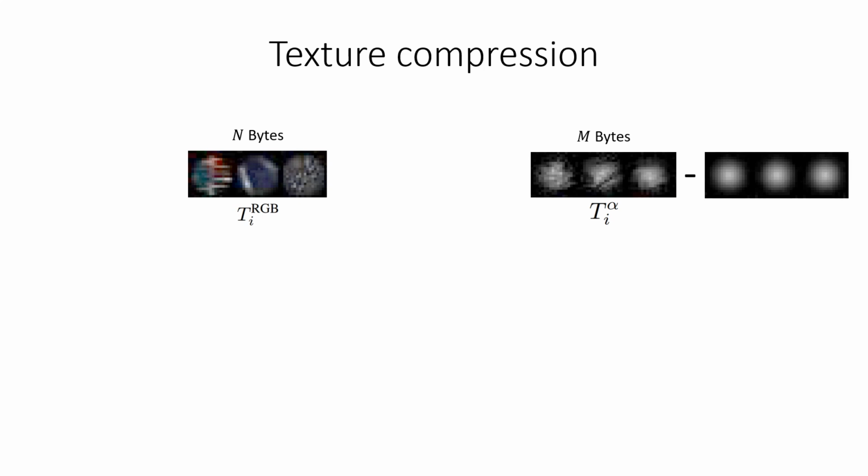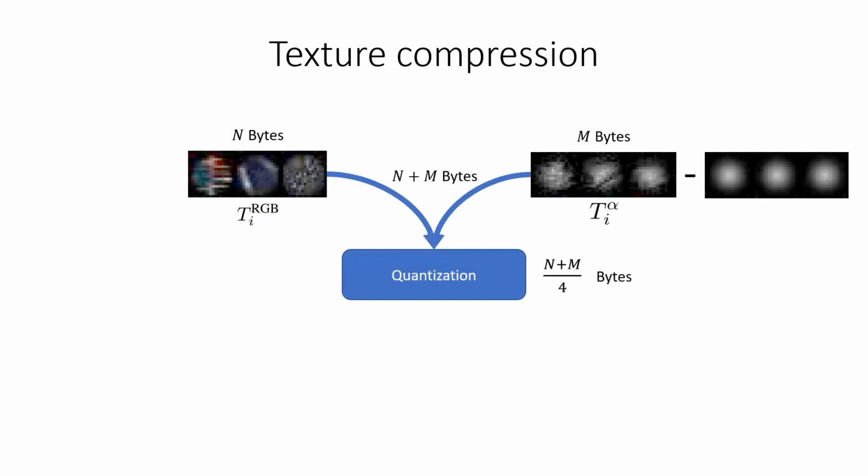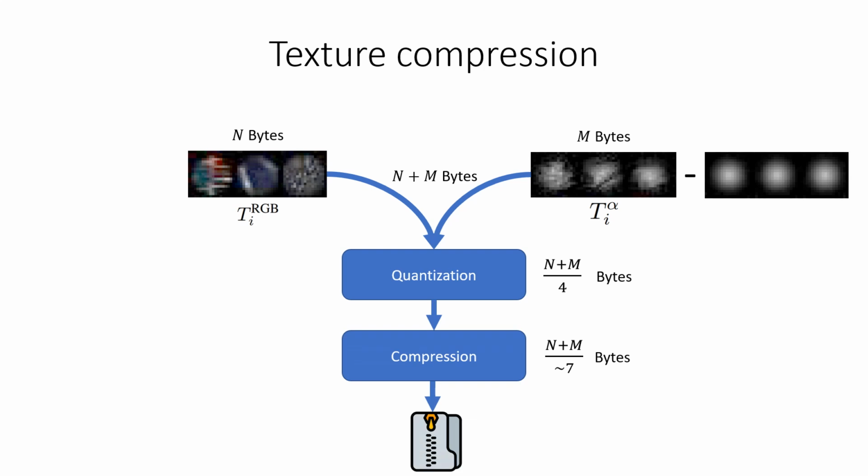To reduce storage costs, we first apply quantization of texture parameters from 32-bit floating point values to 8-bit integer values. The sparse nature of textures allows us to use efficient dictionary-based compression to further reduce storage costs. The texture compression pipeline allows us to reduce memory consumption 7 times on average.